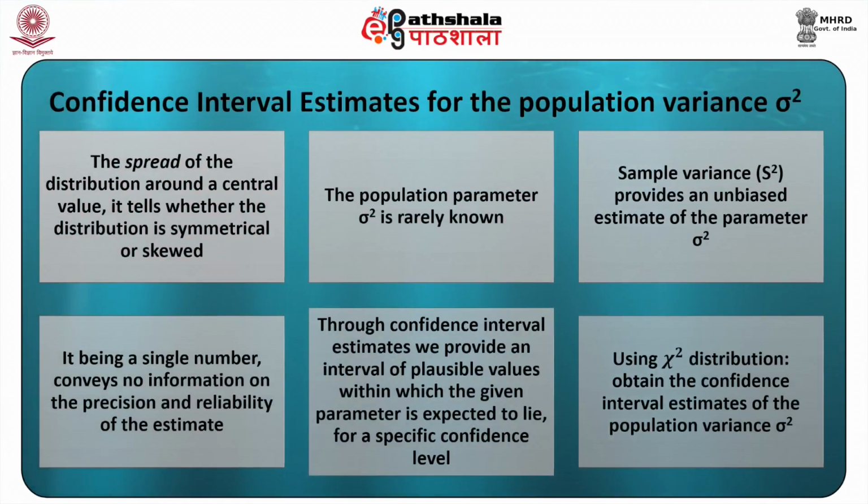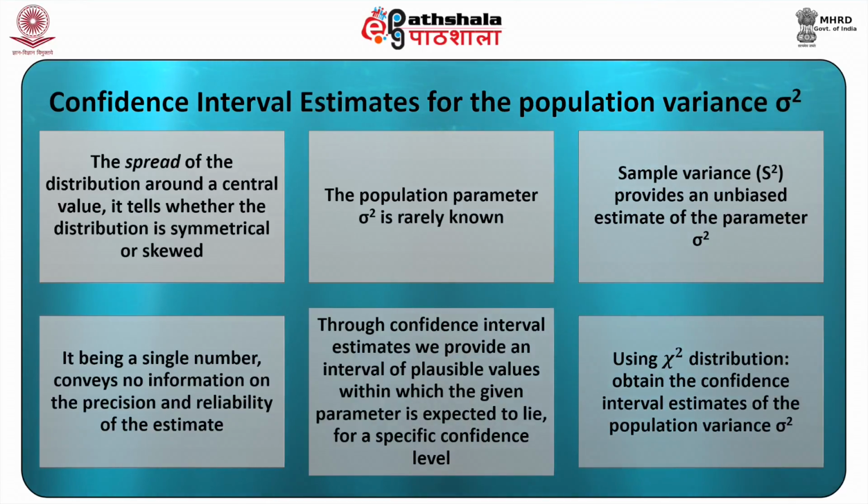As we know, variance provides valuable information concerning the spread of the distribution around a central value. That is, it tells whether the distribution is symmetrical or skewed. However, the population parameter sigma square is rarely known. Therefore, as said earlier, we try to estimate it. And this estimation could be an unbiased estimator of sigma square. But it being a single number conveys no information on the precision and reliability of the estimate.